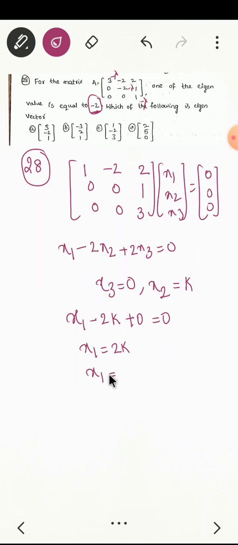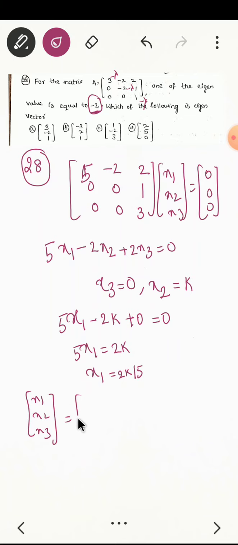Now for x1, the third row gives 5: 3 minus lambda will be 5. So 5x1 minus 2k plus 0, so 5x1 equals 2k, and this will become x1 equal to 2k by 5. Now start writing the vector x1 x2 x3. x1 is 2k by 5, x2 is k, x3 is 0. Take out k, then that will become 2 by 5, 1, 0.